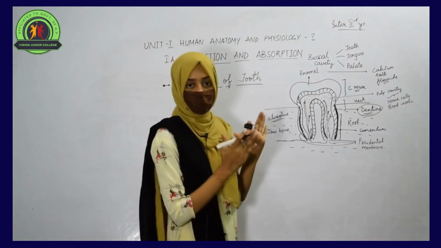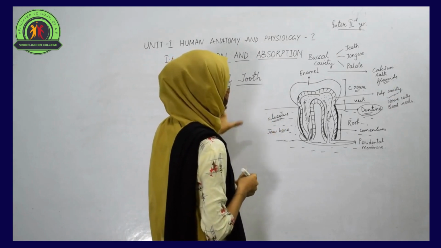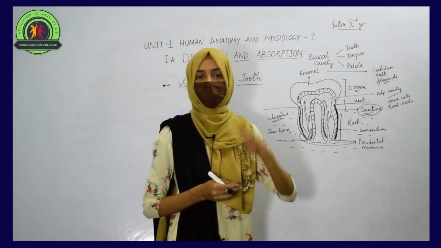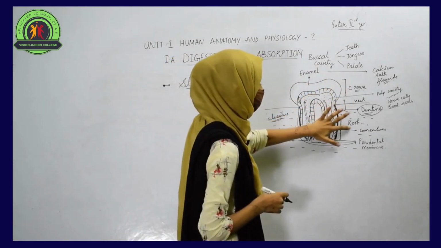Now again I am going to explain. I will give you a quick recap of the structure of a tooth. Here the tooth is divided into three main parts: crown, neck and root.